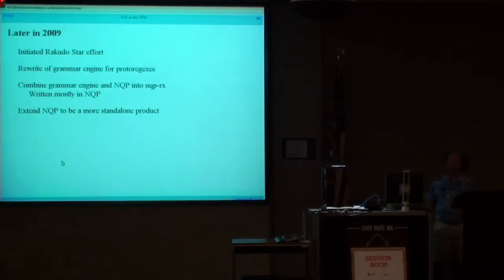Later in 2009, we initiated the Rakudo Star effort. So Rakudo Star was to be a distribution of Perl 6, something that would start to be moving beyond just we're trying to make it work to something that people could actually use. In 2009, that meant rewriting the grammar engine so that it would support proto-regexes, and a lot of other pieces had to be done.